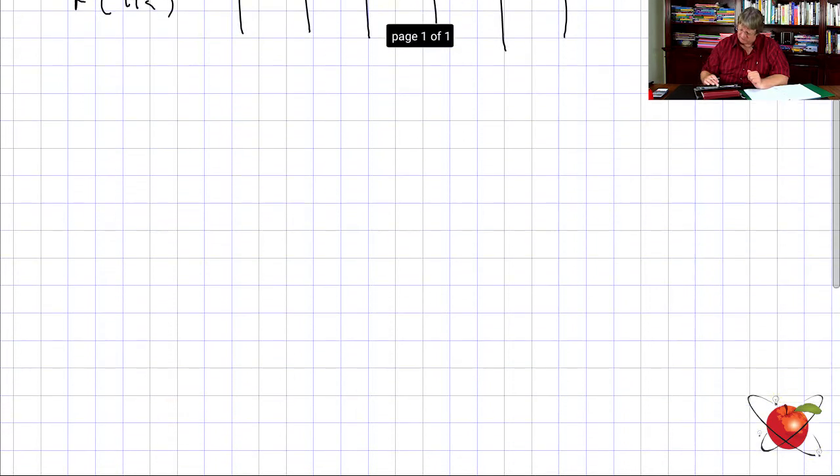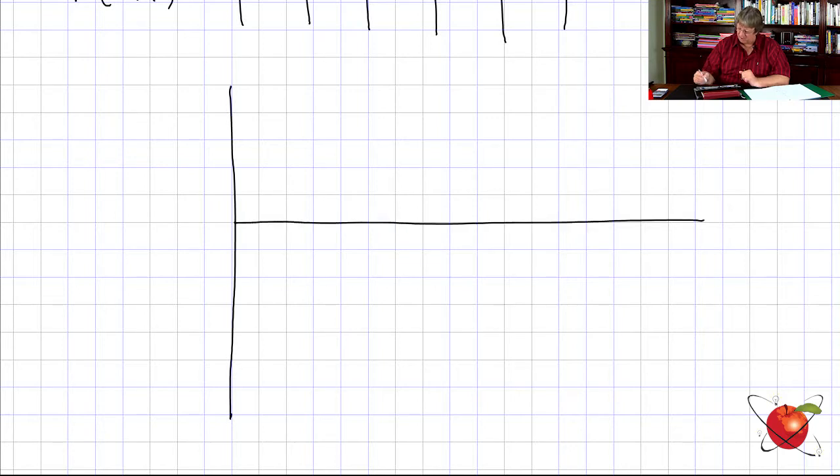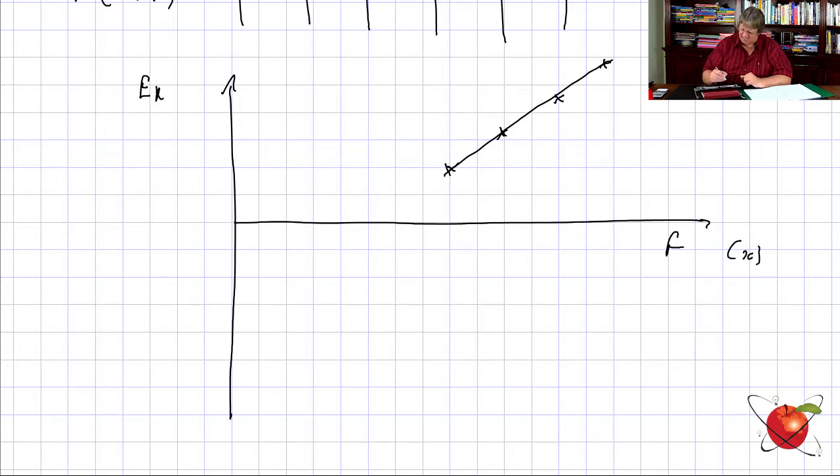Let me just give myself a little space. You draw the following graph, and you plot the points you're given, and that essentially is the graph. We always plot EK up here, and over here we plot frequency. This is the x-axis, that's the y-axis. And those are the actual results.